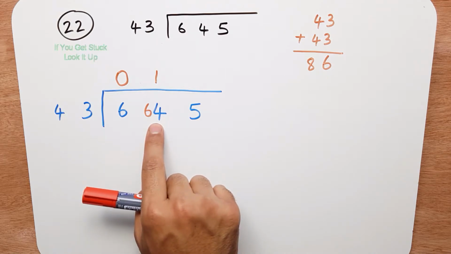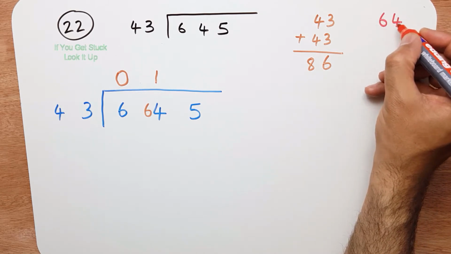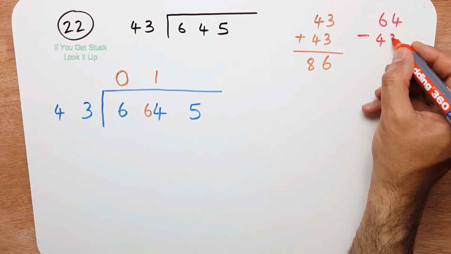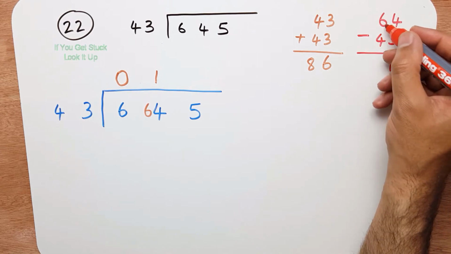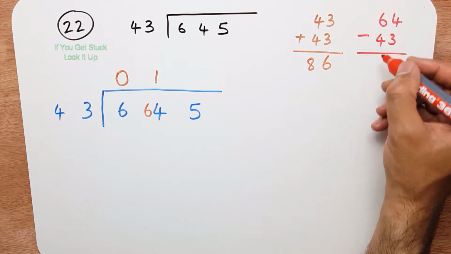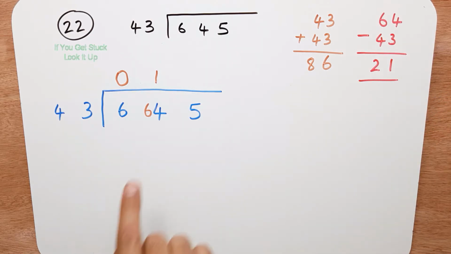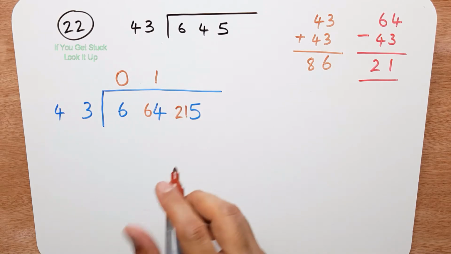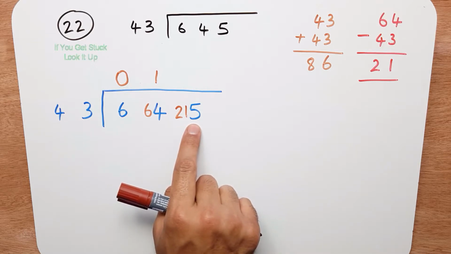What I'll have to do is a column subtraction. So what I do is I do 64 take away 43 to see what I've got left. 4 take away 3 is 1. 6 take away 4 is 2. So my remainder is 21. So I carry the 21 over onto the next column there. So how many 43s are there in 215?